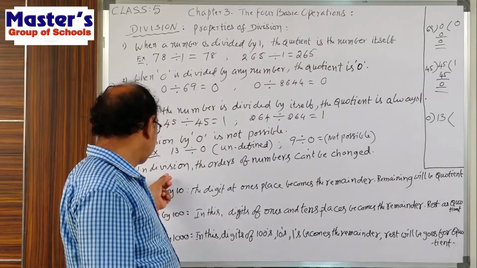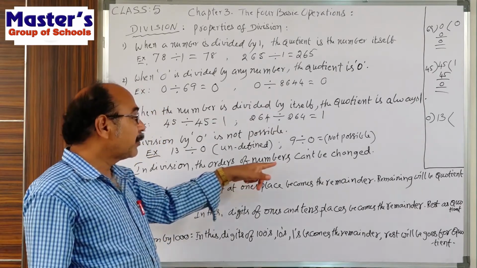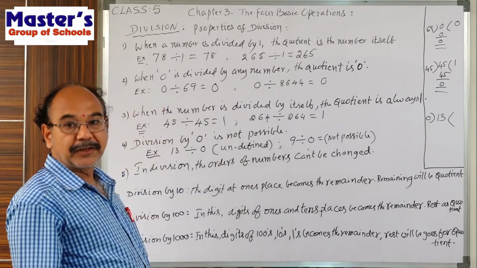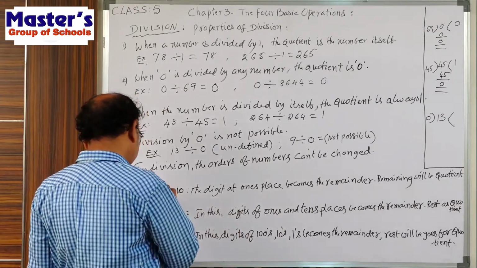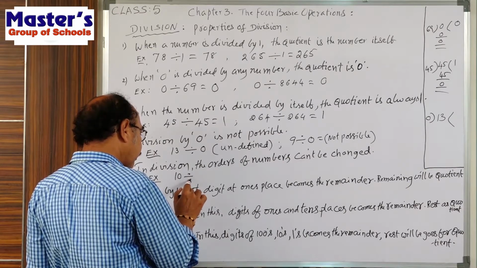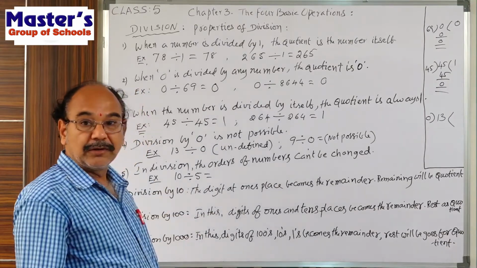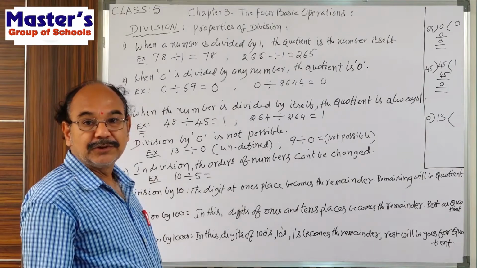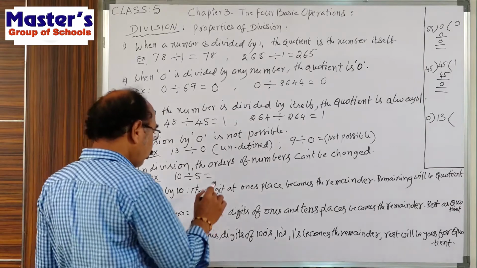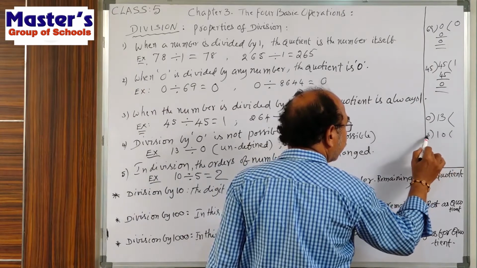Now come to this problem. In division, the order of numbers cannot be changed. For example, you see children, 10 divided by 5. How much do you get? If you divide 10 by 5, you get 2. 10 divided by 5 is equal to 2. 5 twos are 10.